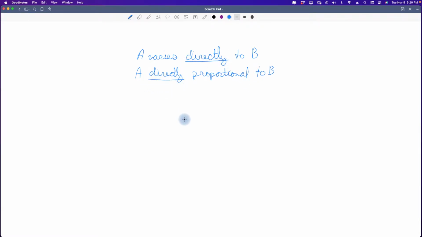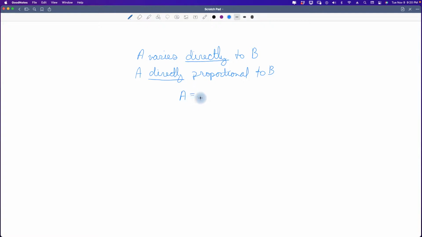When the statement of a problem says that A varies directly to B, or as B, or if A is directly proportional to B, we're looking for that word directly.